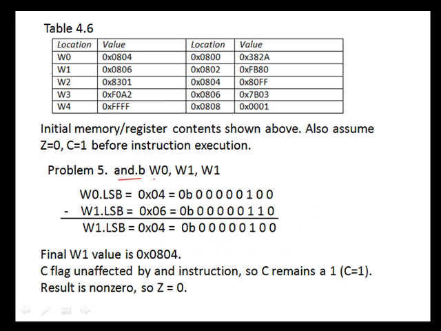Problem 5 says and.byte W0 of W1, place the result in W1. The least significant byte of W0 is a 04. The least significant byte of W1 is a 06. Writing these in binary, we get this. Doing a bitwise AND of this, a 0 ANDed with anything is 0, so that bit's a 0, this is a 0, all these are 0. A 1 ANDed with anything is anything, so a 1 ANDed with 1 is going to be a 1. So the final result in hex, the least significant byte of W1 is 04. Our final W1 value is going to be 8004. This byte right here is unaffected.